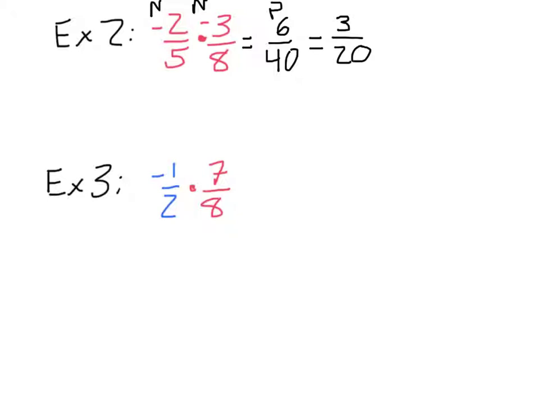In example 3, I have a negative times a positive, so I know that my answer will be negative. So right away, I'm going to write in my negative sign so that I don't forget at the end. A good strategy on a quiz or test is to go right to the answer sheet and write a negative symbol so you don't forget later. So now I can't cross-simplify because my numerator and denominator have no factors in common. So I have 1 times 7, which is 7, and 2 times 8, which is 16. So my answer is -7/16.